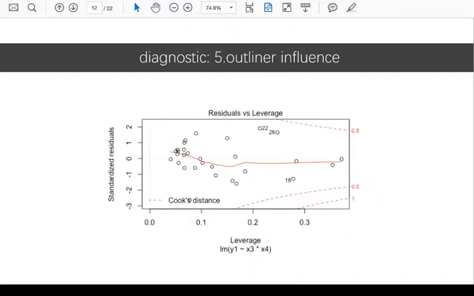And for the last diagnostic, I watched the outlier influence. In this plot, I can see some Cook's distance. If an observation is outside this line, that means it can influence the model a lot, so it may be a potential outlier. We should think about whether we accept these observations. But in this example, fortunately, we don't have any.